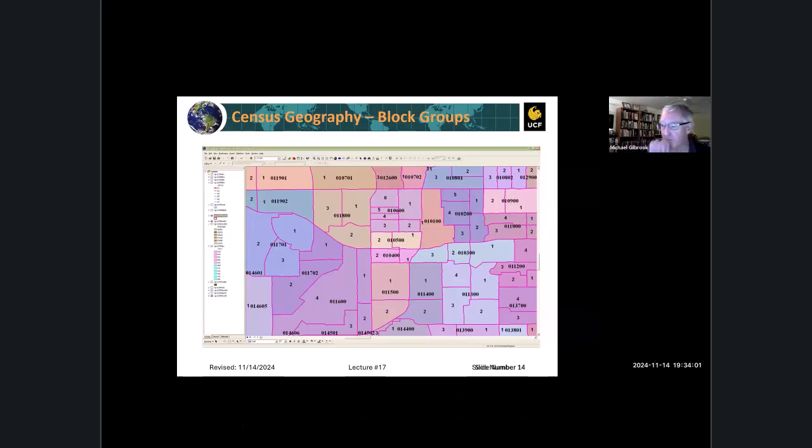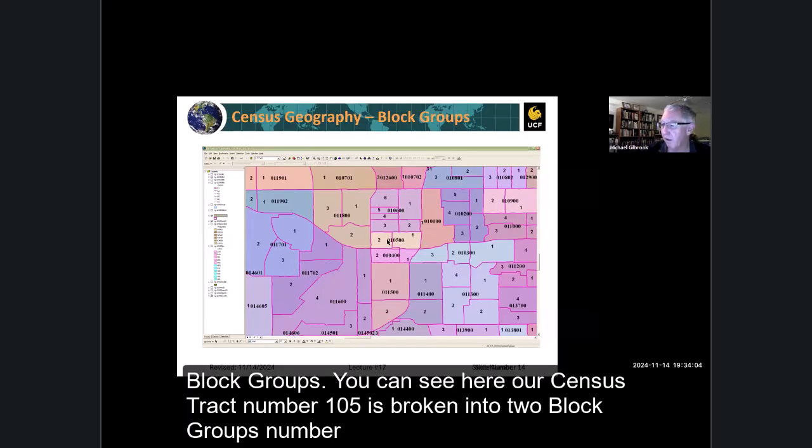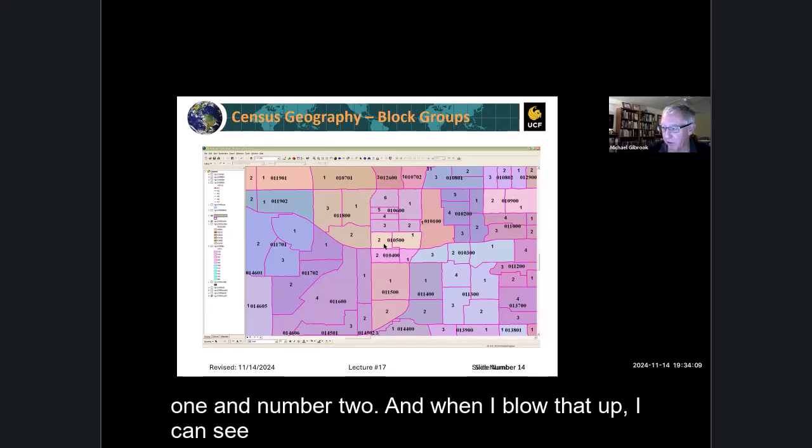All right, so here's block groups. So you can see here our census tract number 105 is broken into two block groups, number 1 and number 2.